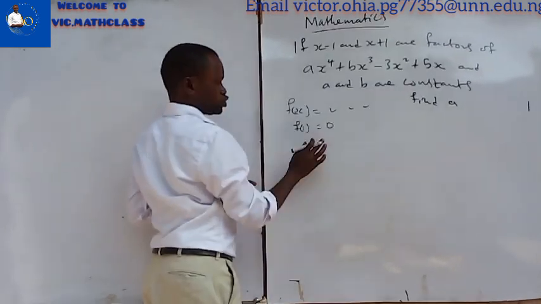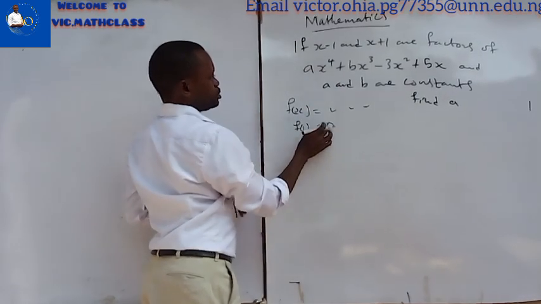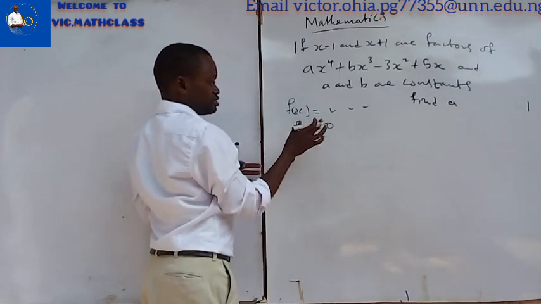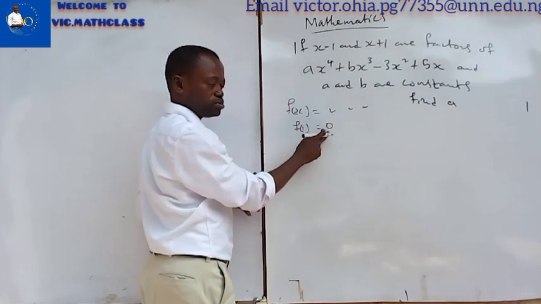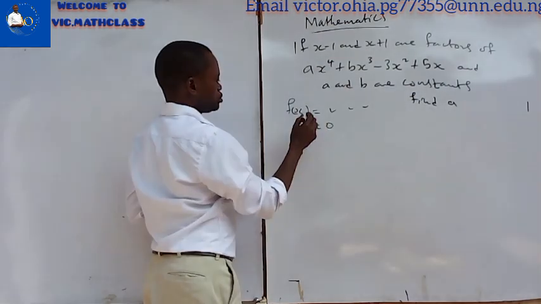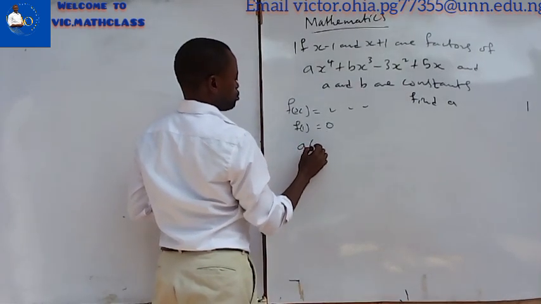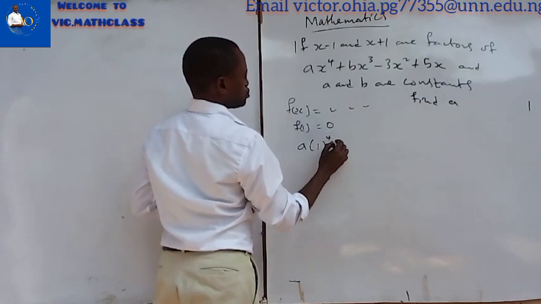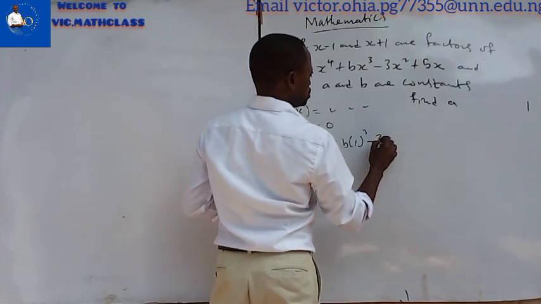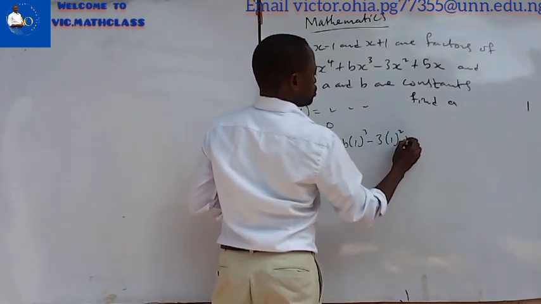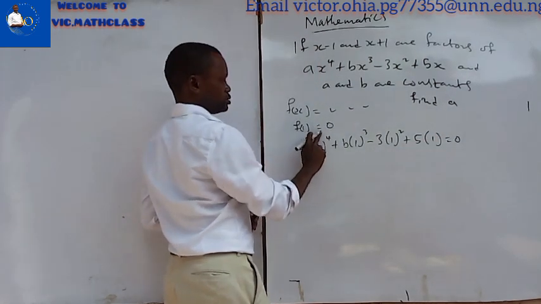And here, f of minus 1 is also going to be equal to 0. So f of 1 is going to be 0. By implication, if we come here, we are going to have a in bracket 1 raised to power 4 plus b in bracket 1 raised to power 3 minus 3 in bracket 1 raised to power 2 plus 5 in bracket 1 equals 0. That's the implication by this statement.